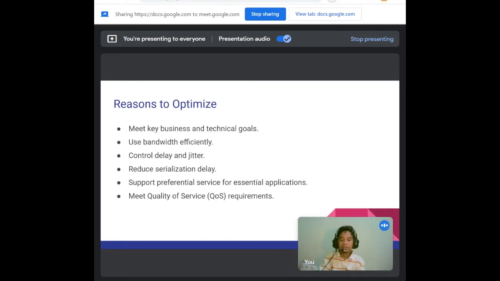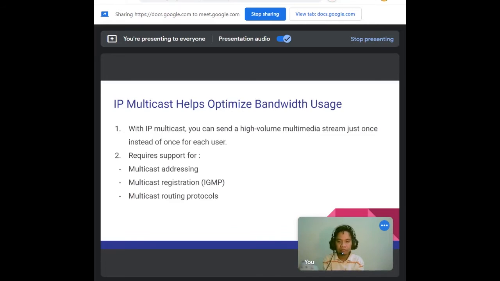First, the reason to optimize. Six reasons to optimize. First is meet key business and technical goals. Second is use bandwidth efficiently. After that, control delay and jitter, reduce serialization delay, support preferential service for essential application, and last reason is meet quality of service QoS requirements.